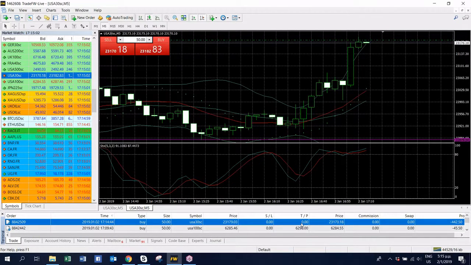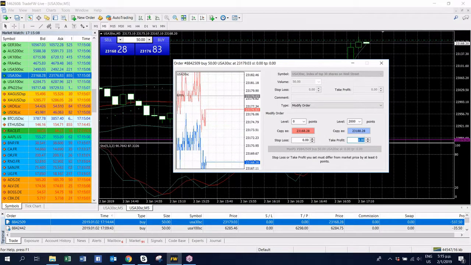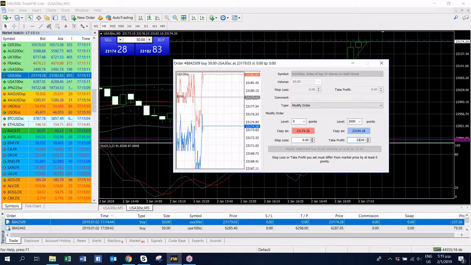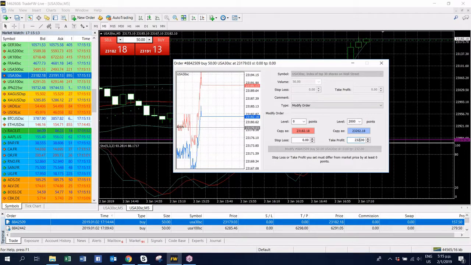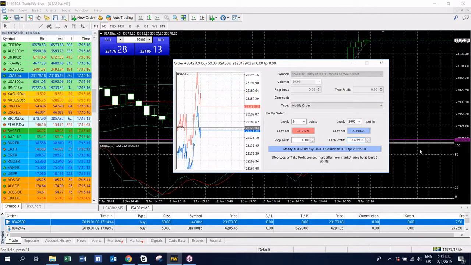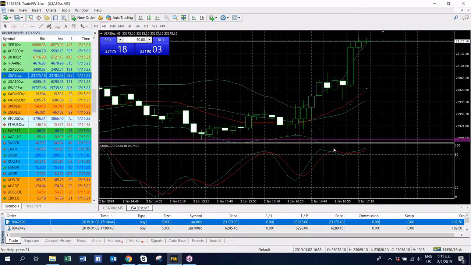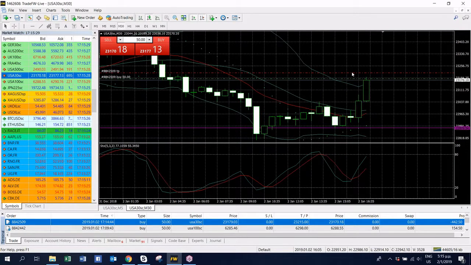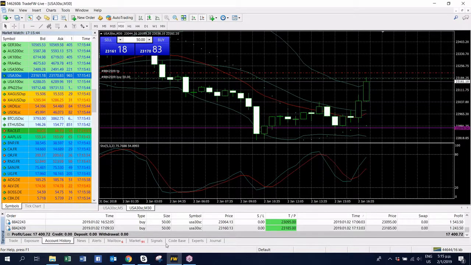And I will put my take profit here at $23,215. This is my take profit on USA 30, guys. My next take profit. Yep, I'm aiming extra $1,700 from this trade, and it looks good. We will make some money. It's nice.